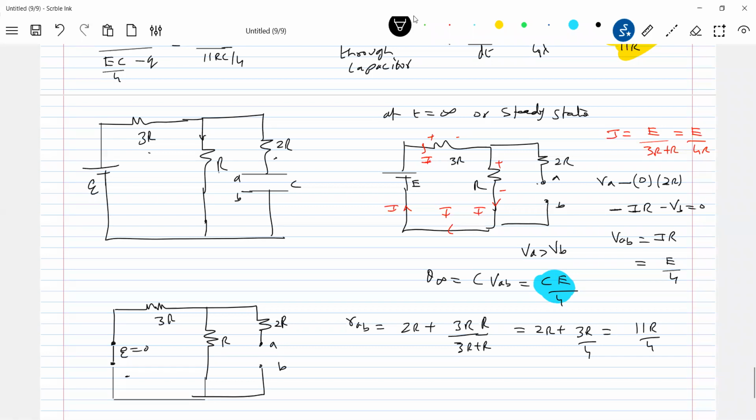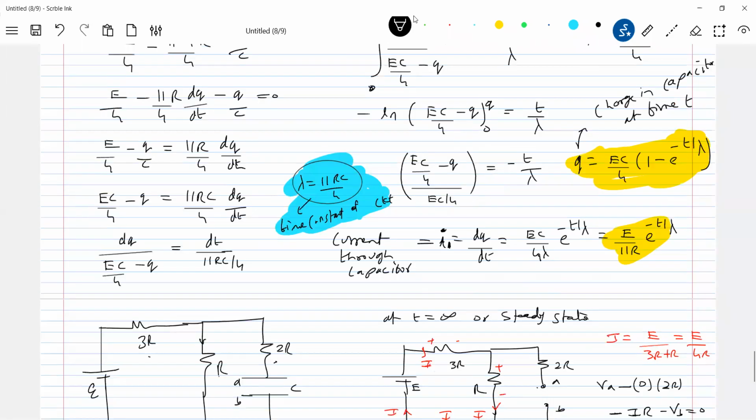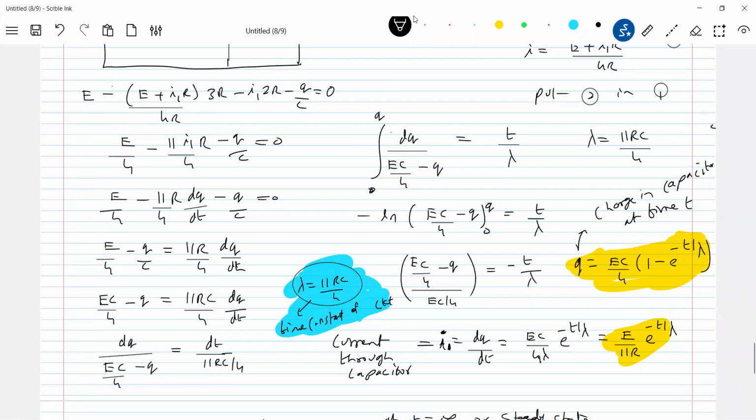The effective resistance as seen by the capacitor terminals. How much resistance as seen by the capacitor terminals? Then what is the time constant? This should be equal to RAB into C. So this is a very easy way of getting the expression for charge. One alternative is mathematics: writing the loop equation, KVL, solving, integrating. Directly, what is the expression for charge across the capacitor? Steady state charge.